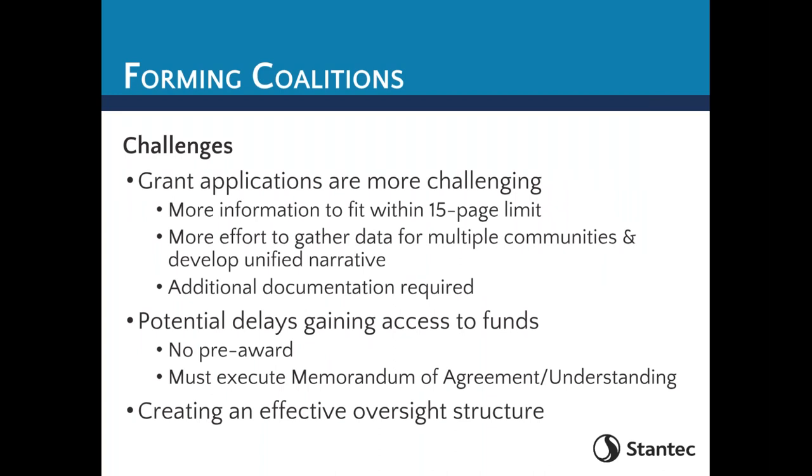Challenges. Grant applications for coalitions historically have been much more challenging. You have to describe the opportunities and the needs in each of the jurisdictions, but you're still limited to a 15-page limit. As well, it actually makes the unified story a little bit more difficult to tell, because in effect you're telling three different stories interwoven. There is additional documentation required, letters of commitment, and other things as well.